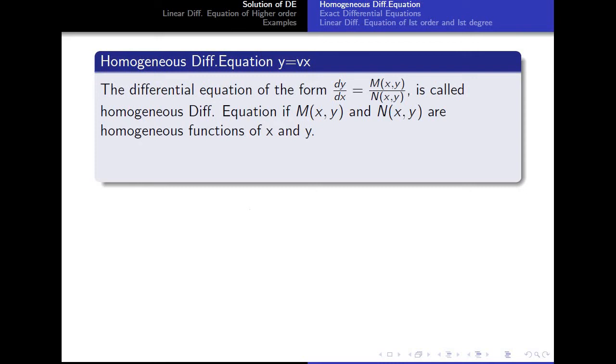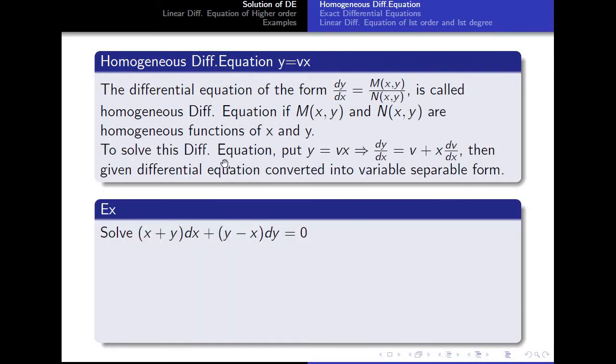So to solve this homogeneous differential equation, I will consider that M and N both are in homogeneous form. To solve this type of differential equation, every time we have to put y equal to vx. Then differentiating, dy by dx is equal to v plus x into dv by dx. This substitution converts our given equation directly into variable separable form, and then we can solve it as a variable separable form.